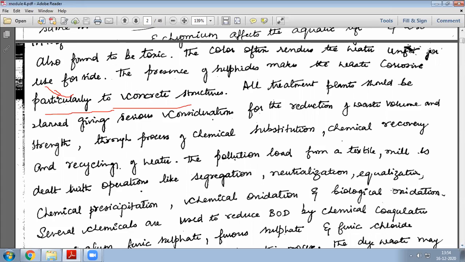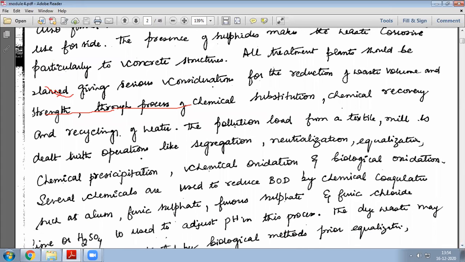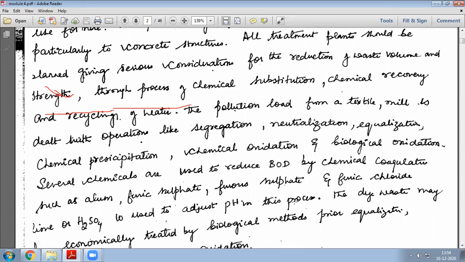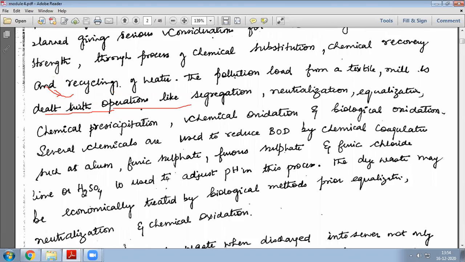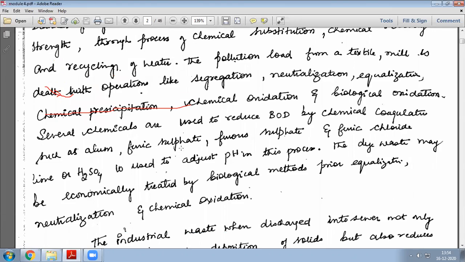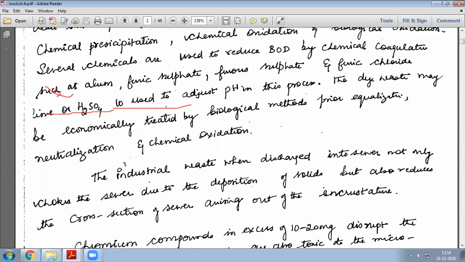So many things happen actually. Chemical oxidation and biological oxidation: several chemicals are used to reduce BOD by chemical coagulation, such as alum, ferric sulfate, ferrous sulfate, ferric chloride, H2SO4, and lime. This is all you will be learning in the neutralization process. They have listed out a few things here, and you will be learning those throughout this module.